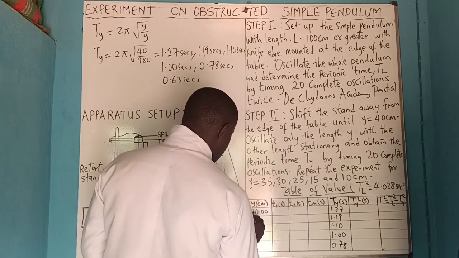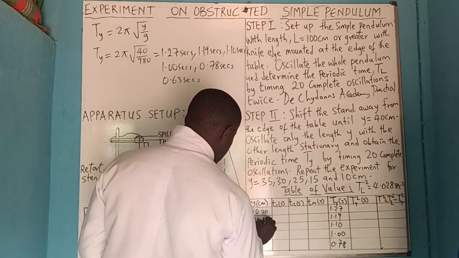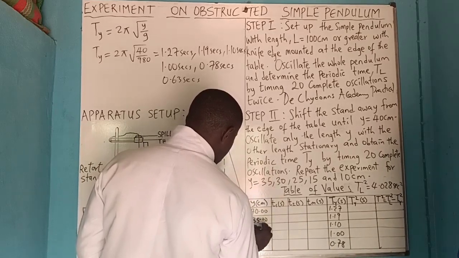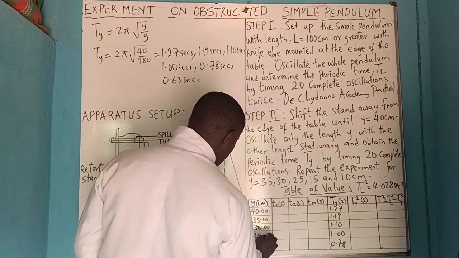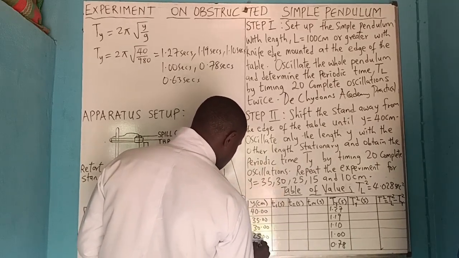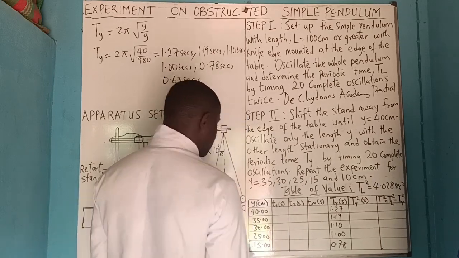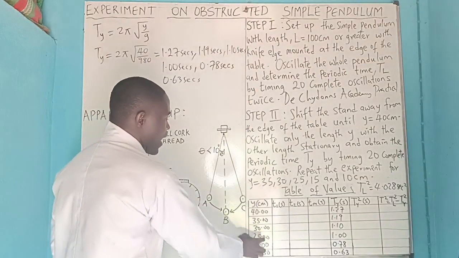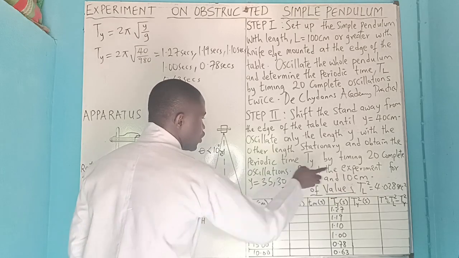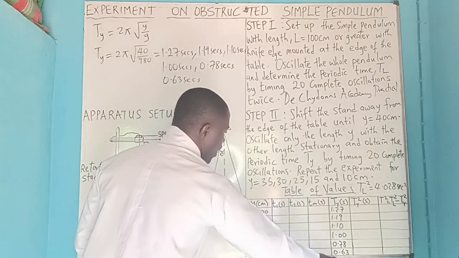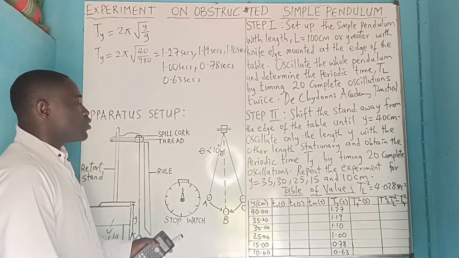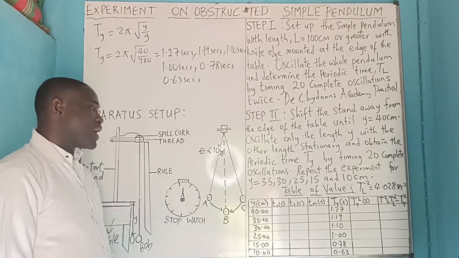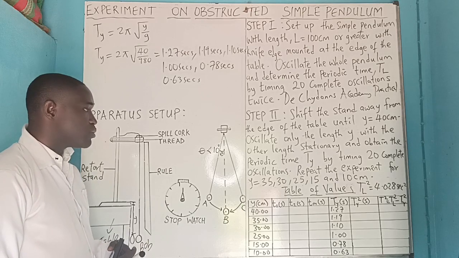40.00, 35.00, 30.00, 25.00, 15.00. So we're able to get our y, which was given to us, and our Ty on our what? Table. Are you getting it? So we have packaged our y and our Ty on the table.